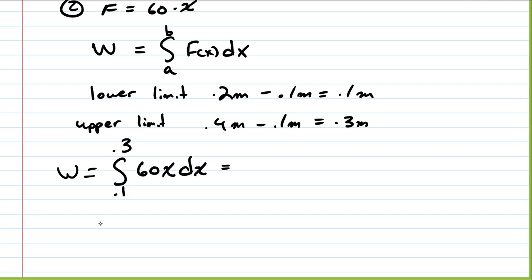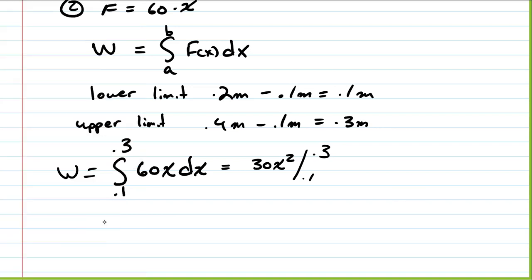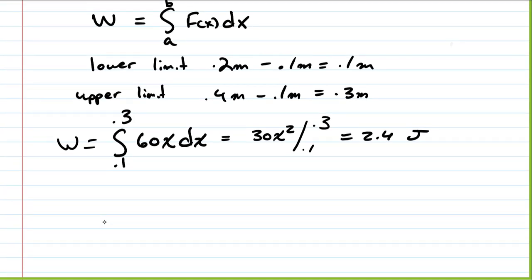So now we integrate. The antiderivative of 60x is going to be 30x squared, and then we evaluate that from 0.1 to 0.3. So we have 30 times 0.3 squared minus 30 times 0.1 squared, giving us 2.4. And the question is 2.4 what? Well, we know we're solving for work, so what should the answer be? Joules. But let's go ahead and verify that.